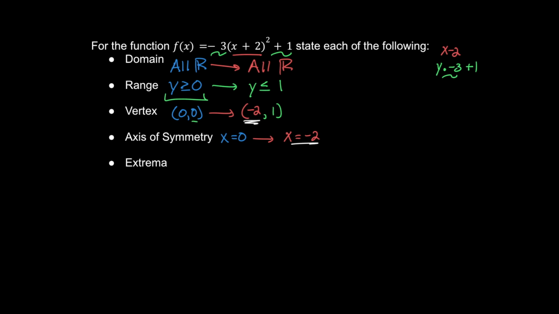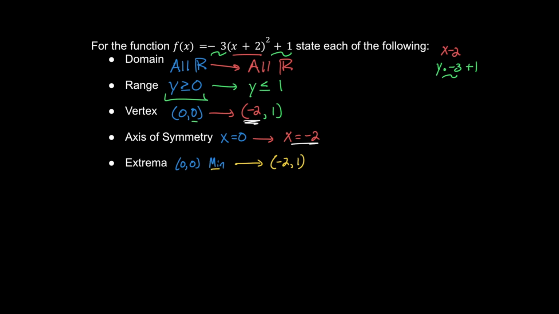We have one more thing on this list to do, and that's extrema. Extrema was originally 0, 0. It was originally the same location as the vertex, and it's originally a min for a quadratic's parent function. If we apply transformations, well, the ordered pair is now going to be the same as what it is for the vertex, negative 2, 1, for the location of the extrema.